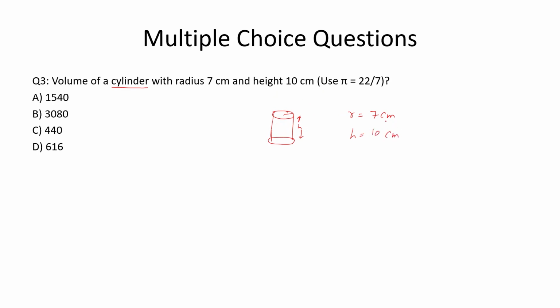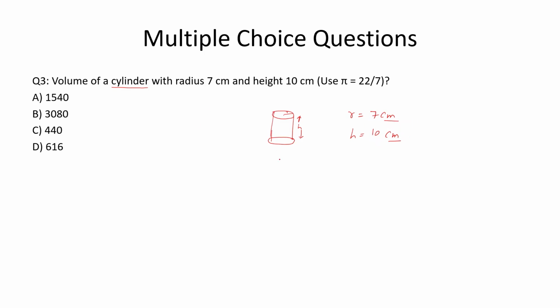Again you can see the unit consistency I was telling you about. Radius and height are both given in centimeters, so it is good to go. If one was in meter and the other in centimeter, you would have to convert one into the other. So the unit should be the same. In whatever unit the radius is given, the height should be given in the same unit. Then only you can apply the formula.